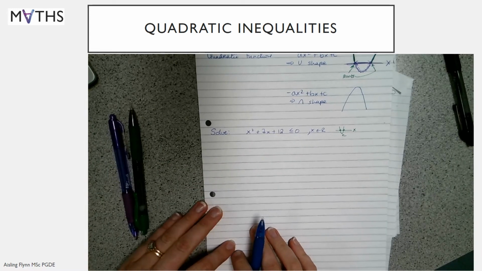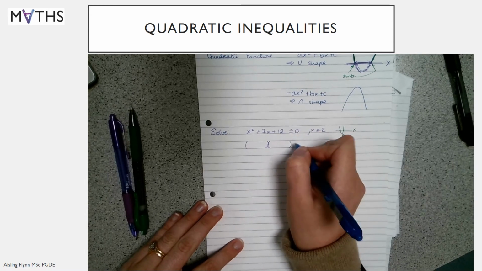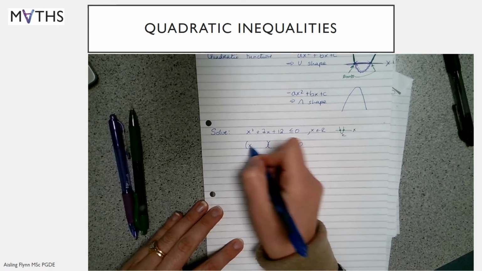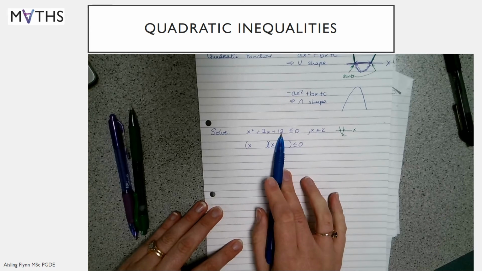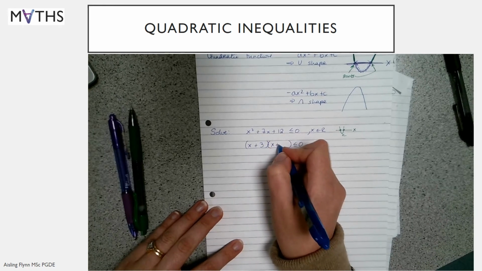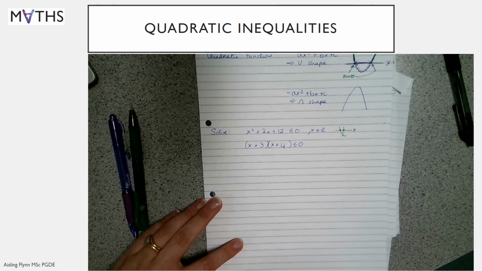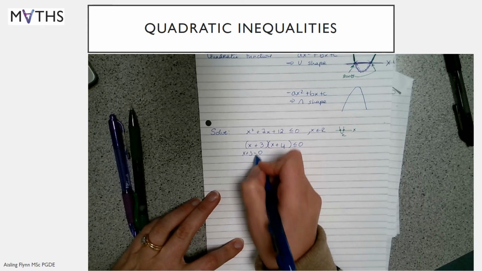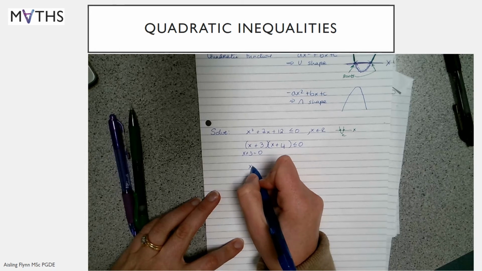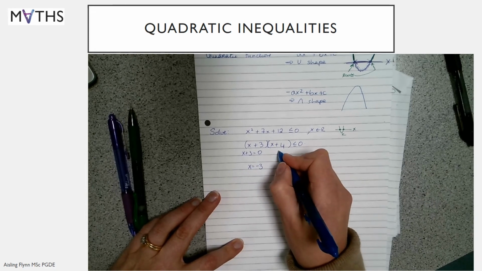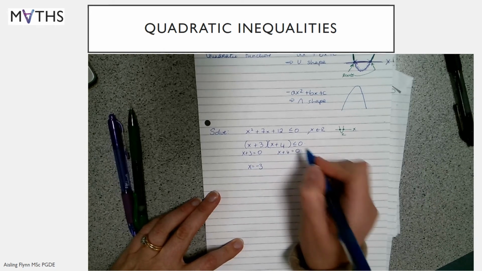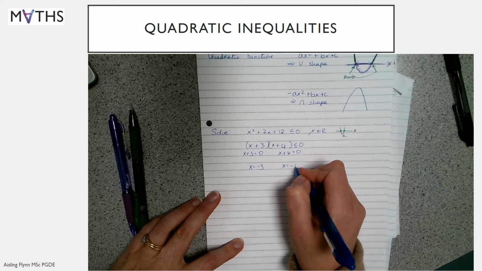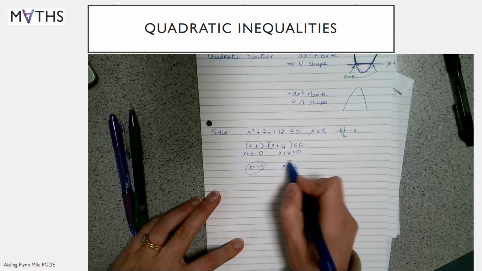Solving a quadratic equation, we would simply factorize it, wouldn't we? So x and x, factors of 12 that add to make 7, so it's going to be plus 3 and plus 4. To solve for x, we put each factor equal to 0, and of course we get x equals minus 3 over here, and we would get x equals minus 4. So they're my two roots.